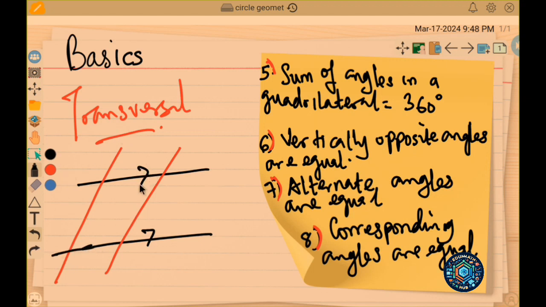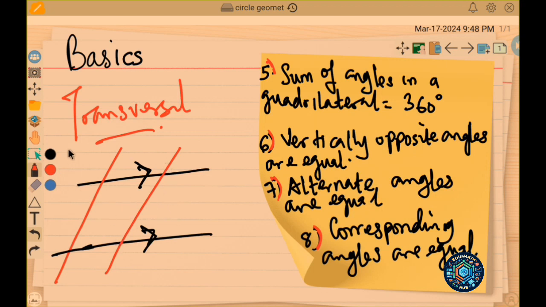And this arrow here shows that these two lines are parallel. They are moving in the same direction. You can see this sign here means they are parallel. Now, what are alternate angles? So alternate angles will be in this way. They will be on opposite sides of the line.